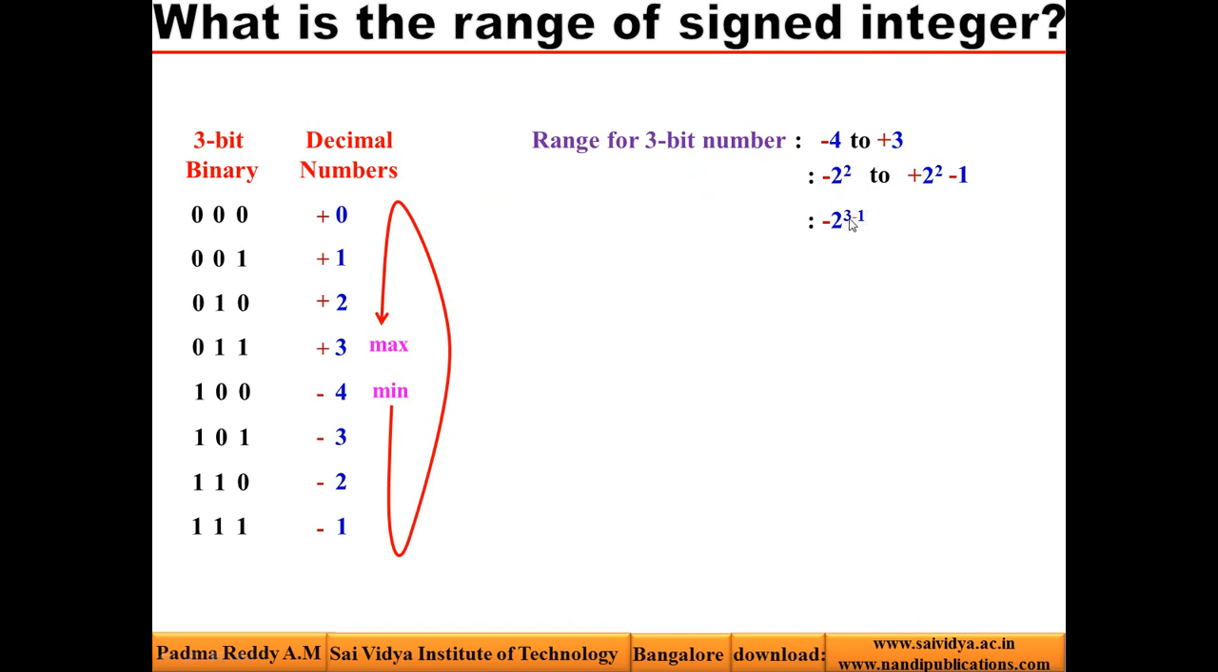What does this 3 minus 1 mean? It is 2 only. So instead of writing this 2, I can write 3 minus 1. So we write plus 2 to the power 3 minus 1, which is the same as 2 square. But I want minus 1. So here I write minus 1. So the range for a 3-bit number will be minus 2 to the power 3 minus 1 to plus 2 to the power 3 minus 1, minus 1.